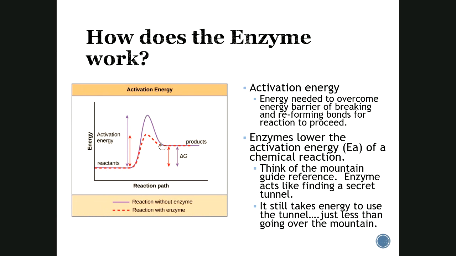If we had this reaction happen on its own, it's going to take this amount of energy, shown in purple. What an enzyme does is it makes it happen quicker and with less energy. It lowers the activation energy. If you compare the red to the purple, you can see there's a considerable drop, maybe a third, almost half the amount of energy required for the reaction to happen. Going back to my mountain guide, it's still going to take you some effort to crawl through the mountain, but not as much energy and effort as crawling over it.